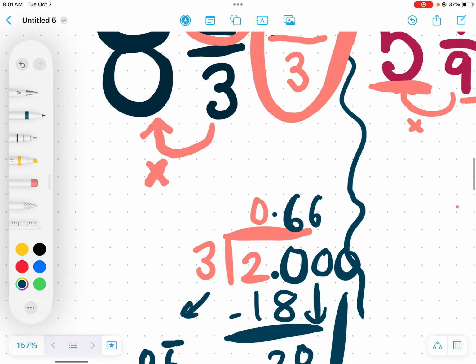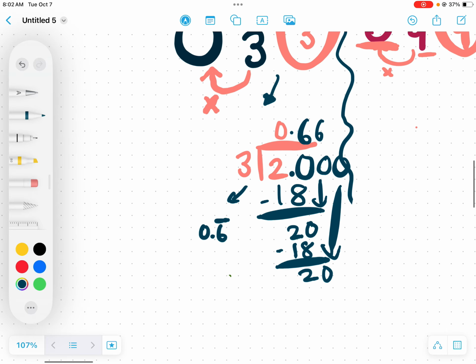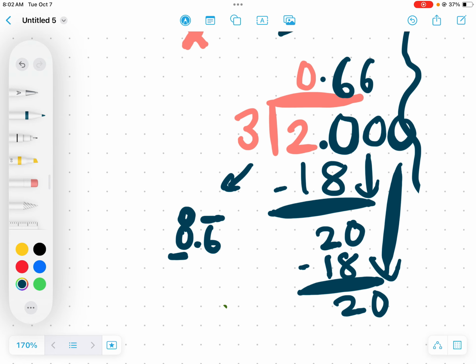Now if I'm trying to change 8 and 2/3 into a decimal, we're going to replace this 0 with an 8. Now this is 8 and 2/3. Okay, good luck on these next couple problems.